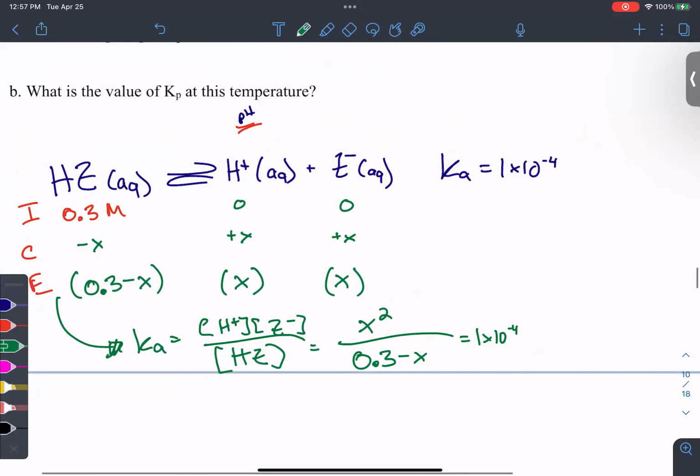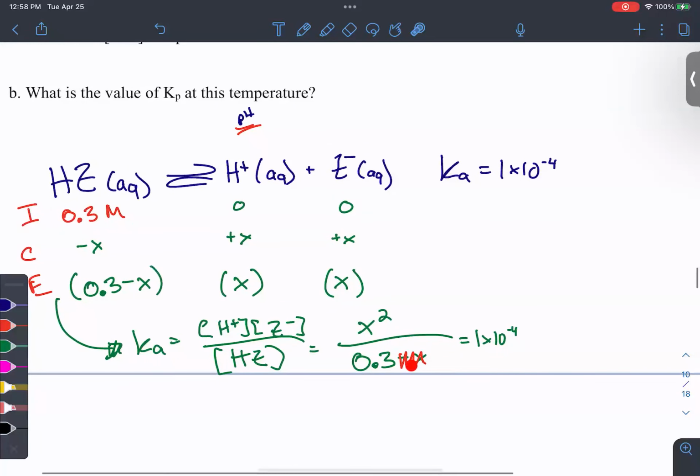That's a quadratic. Do you want to do a quadratic on the exam? No. So what are you going to do to get rid of it? Yeah, going to neglect that x on the bottom. The reason I can do that is because Ka is small and 0.3 is a big number. x is going to be really small. So if I subtract a small number from 0.3, it's not going to change that much. So you solve this, x is equal to the square root of 1e negative 4 times 0.3. I get x is equal to 0.00548 molarity.